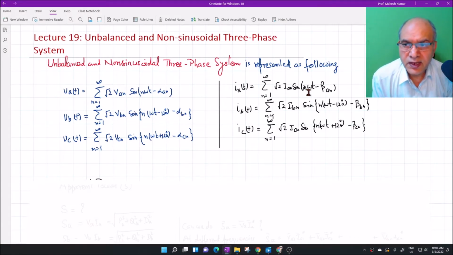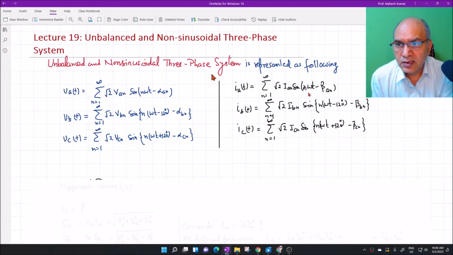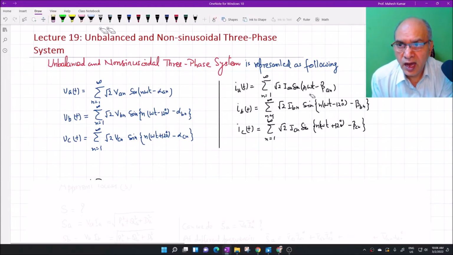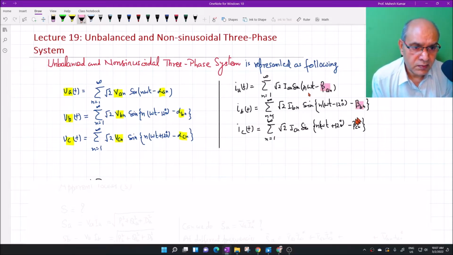In the previous class, we have talked about unbalanced and non-sinusoidal three-phase system. We were discussing how to represent this kind of system with the help of the voltage and current expressions. As you can see here, these voltages and currents are unbalanced with respect to their magnitudes as well as their phase angles. They are different. Alpha AN, alpha BN and alpha CN. Similarly, current we have beta AN, beta BN, beta CN, and amplitudes are IAN, IBN, ICN.